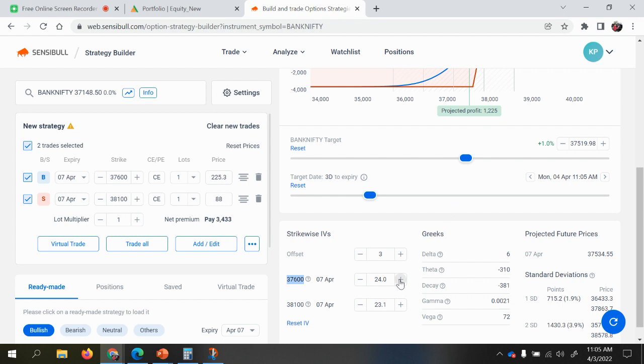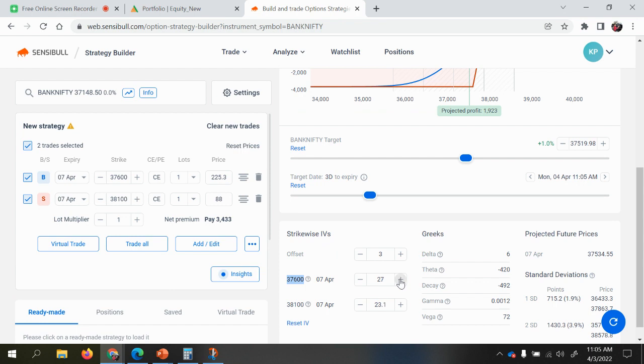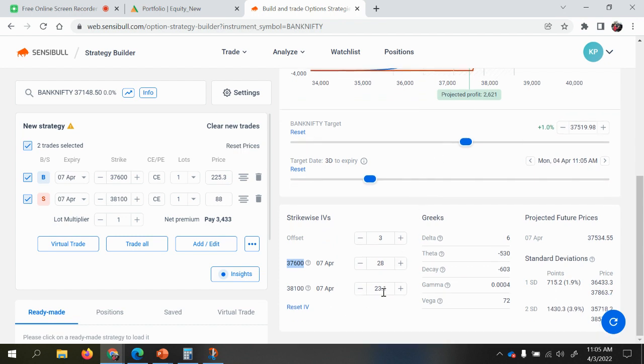When I increase only the bought leg by 1%, see the profit. Proportionate to that, the profits will keep increasing. Now let's see what happens if I increase the VIX for my sold legs. Whenever you have sold legs and the VIX is increasing, obviously that will increase the premiums, so we end up in loss.